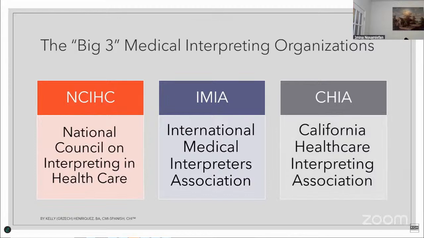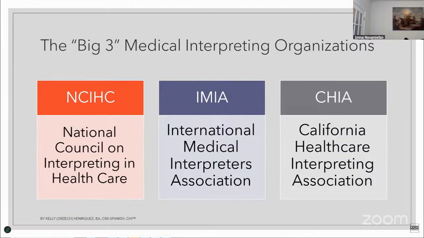CHIA, the California Healthcare Interpreting Association. They have their ethical principles for healthcare interpreters. It's included in their California standards for healthcare interpreters. Even if you're not in the state of California, CHIA's Code of Ethics is pretty legit. They have their ethical decision-making process within their standards of practice, which, even if you're going over ethics from the NCIHC, you gotta know about this ethical decision-making process.